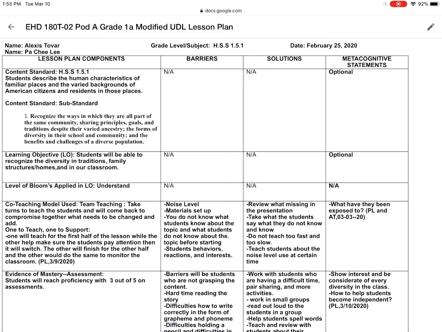Our content standard is History Social Science 1.5.1. Students describe the human characteristics of familiar places and the varied backgrounds of American citizens and residents in those places. Our substandard is students will recognize the ways in which they are part of the same community, sharing principles, goals, and traditions, despite their varied ancestry, the forms of diversity in their school and community, and the benefits and challenges of a diverse population.